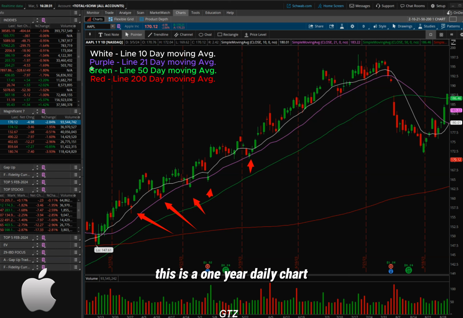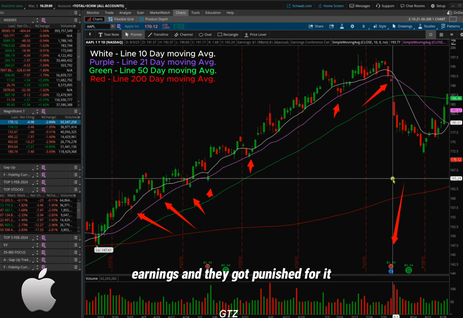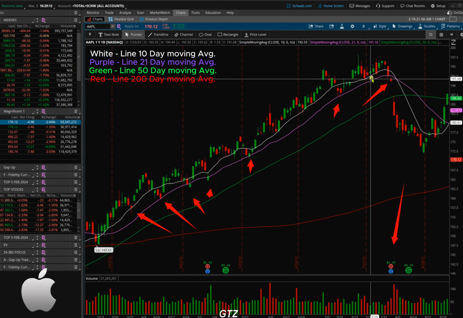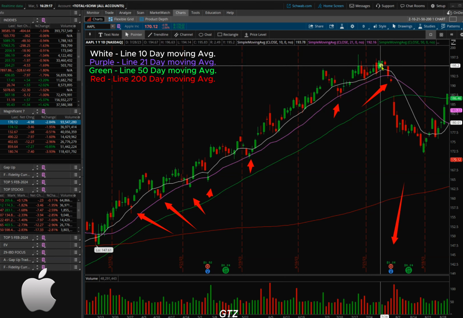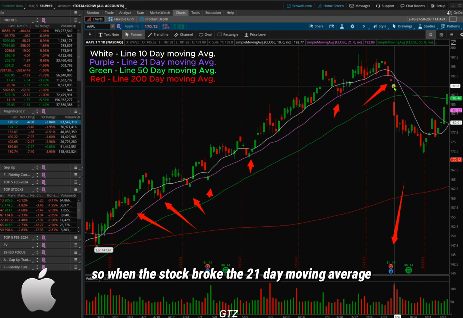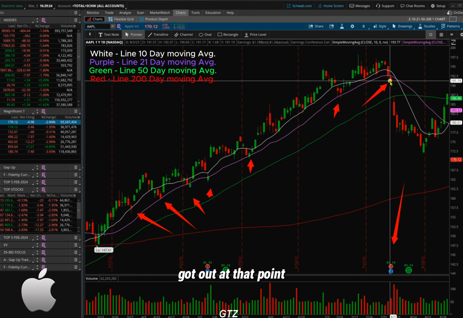So this is a 1-year daily chart. Each candle represents how the stock traded that day. Weakness came in right through here, and this is the reason why. Even though they beat earnings, so 118 was the estimate and 126 was the actual, they got punished for it. There's a lot of pressure going on with Apple over in China. So when the stock broke the 21-day moving average and closed below it, you could have had your stop and got out at that point.